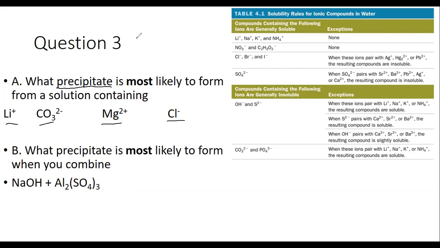So let me get a new poll up here. I've kind of limited your choices. So in A, what you're doing is you're just putting the positive and a negative together. So you only have four different compounds you can make from mixing lithium, carbonate, magnesium, and chloride. Tell me which one, based on our chart, is insoluble.